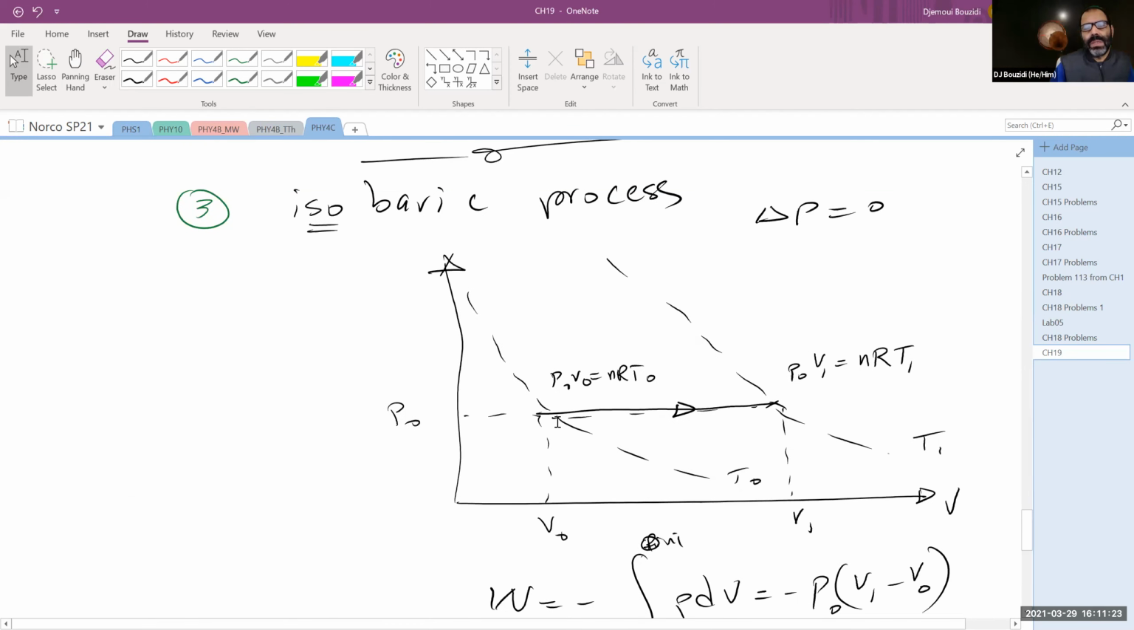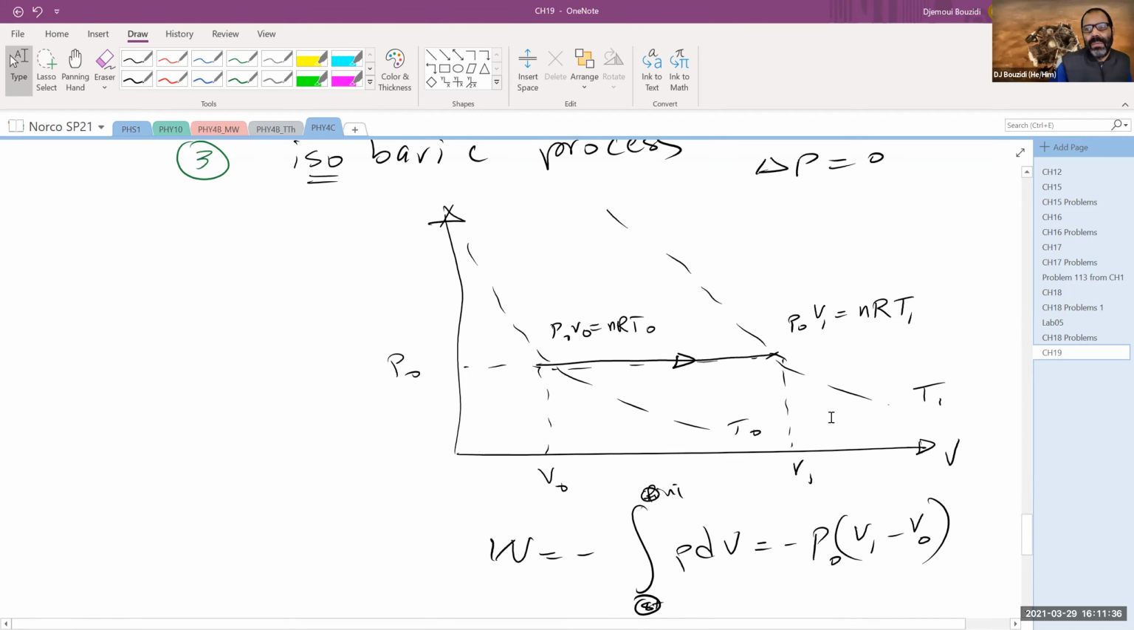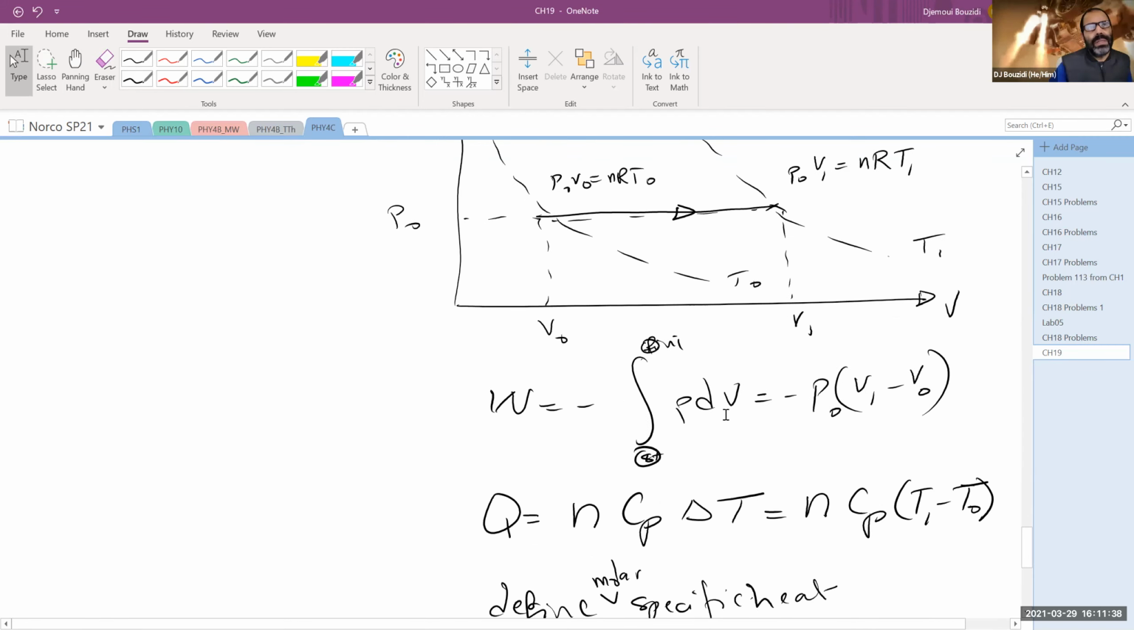The isobaric process involved going from volume V0 to volume V1. So the volume increased, and it must be doing work against the environment. Since the pressure is constant, it comes out of the integral, and I'm left with just the integral of dV between an initial volume and a final volume, and that is going to be minus P0, which is constant in this process. Pressure is constant in an isobaric process. Then it's just the change in volume. That is how much work is done.